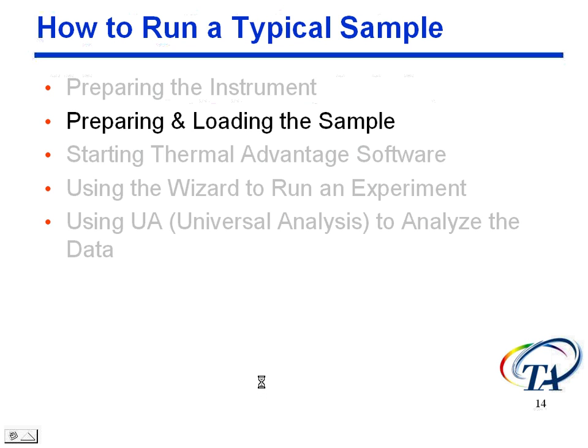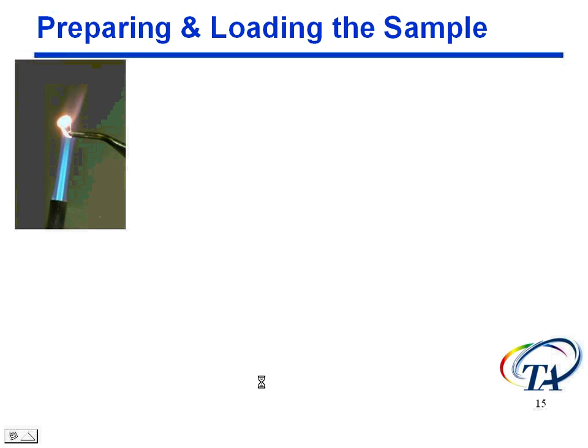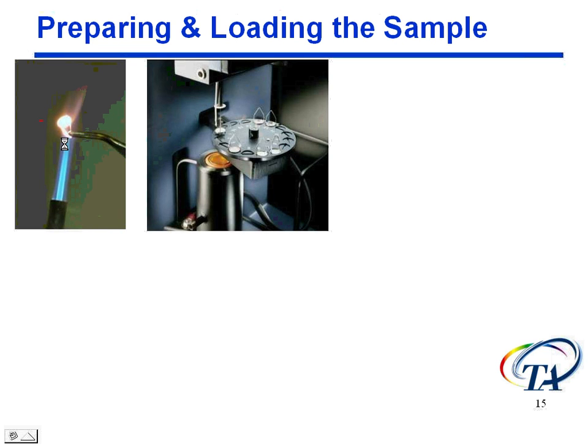Now let's go through preparing and loading a sample. One of the first things that you need to do is start off with a clean sample pan. We're going to talk about different sample pan types later, but here you can see a picture of us cleaning off a sample pan. This is a platinum pan, and the best way to clean it is to stick it into a torch. So here we've got it into a propane torch, and we're going to burn off anything that's on the pan. The next thing we need to do is put it on the tray and tare that pan.